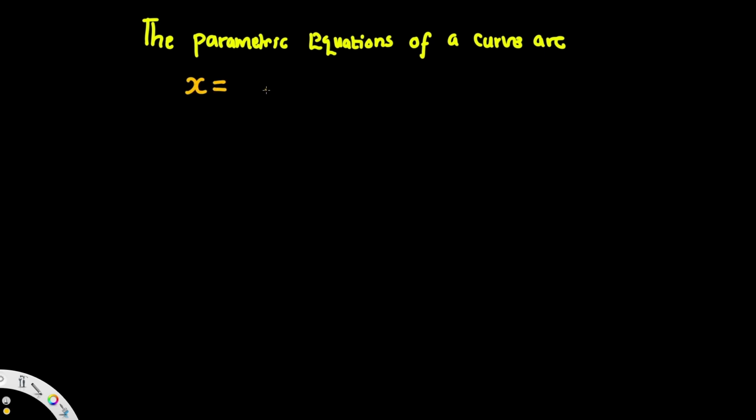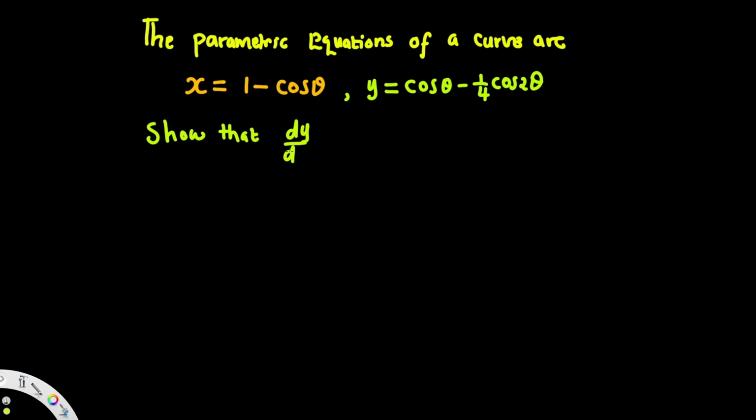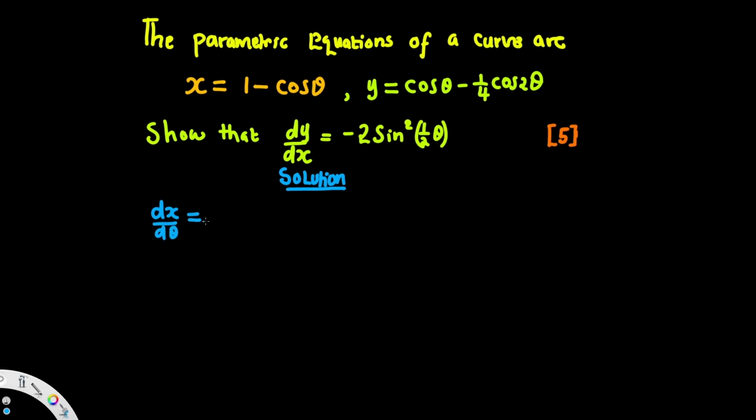In this video, we're going to learn how to do parametric differentiation. We are told that parametric equations of a curve are x equals 1 minus cos theta, y equals cos theta minus 1/4 cos 2 theta. We're going to show that dy/dx equals minus 2 sine squared (theta/2). Now, in order to do this, remember that we need to find dx/d theta.